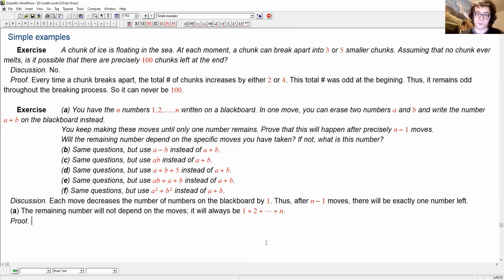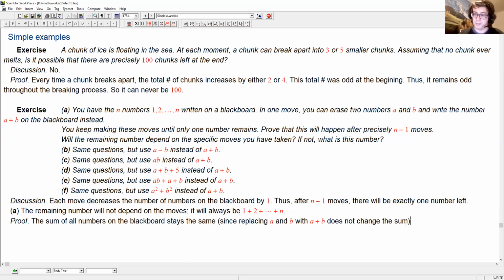Proof? There is an invariant. The sum of all numbers on the blackboard stays the same because, replacing a and b with a plus b, in each move I take out two addends from the sum, and I introduce this new addend, which is their sum. Does not change the sum.